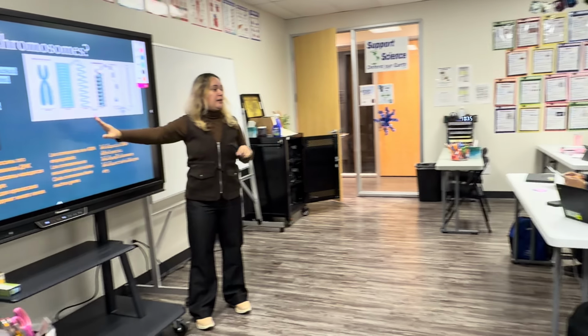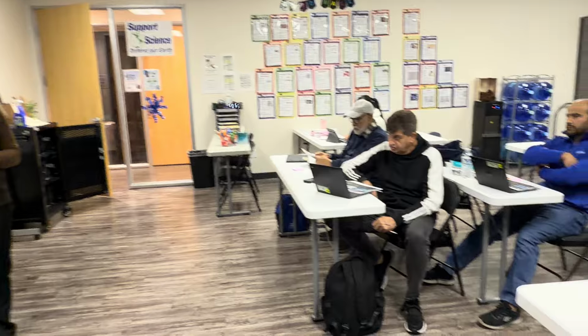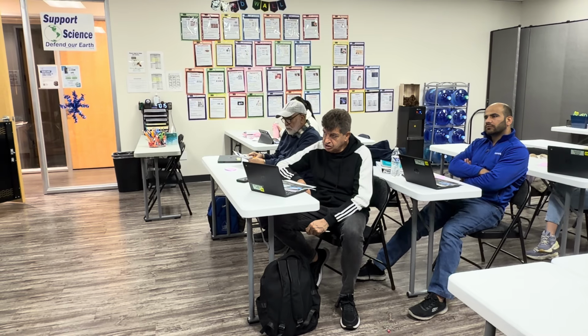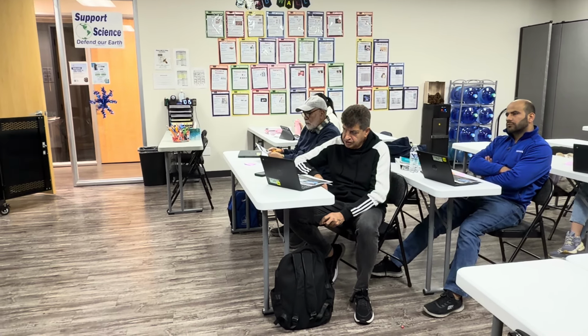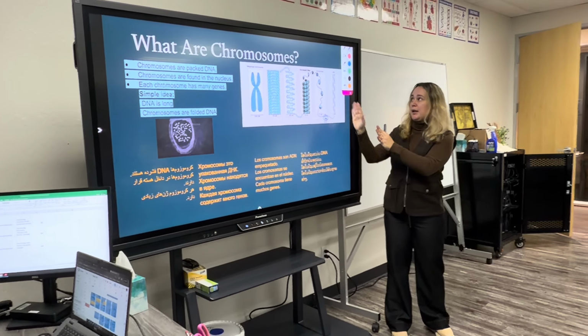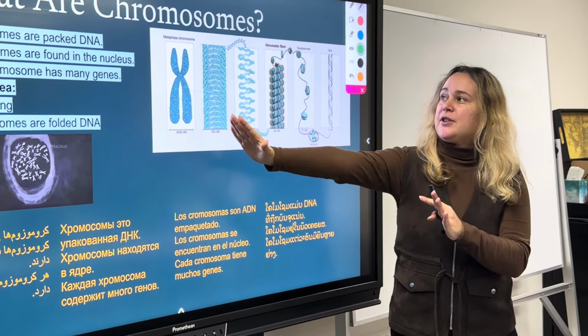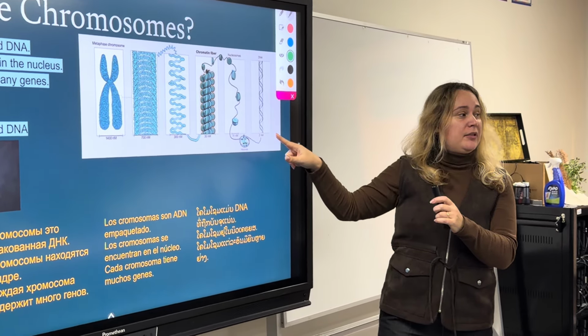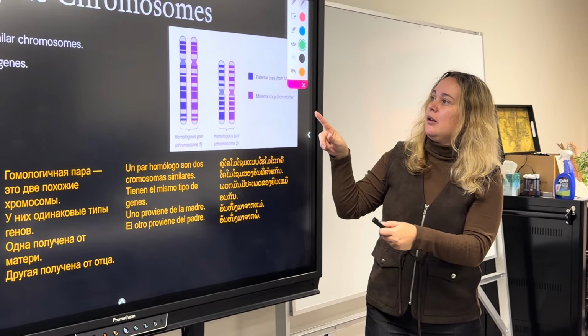So let's read about that. Wally, could you read for us what are chromosomes? What are chromosomes? Chromosomes are packed DNA. Chromosomes are found in the nucleus. Each chromosome has many genes. Simple idea: DNA is long, chromosomes are filled with DNA. Uh-huh. So let's take a look at this picture. You can see it here in this example. We will start from right to left. You can see here DNA, like a line.